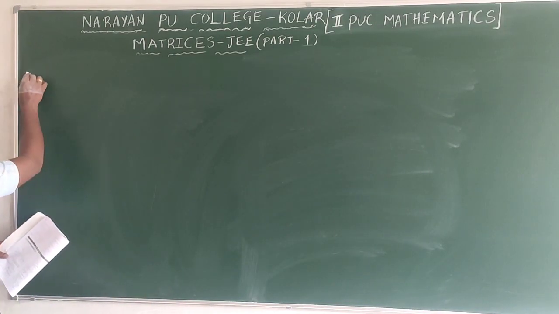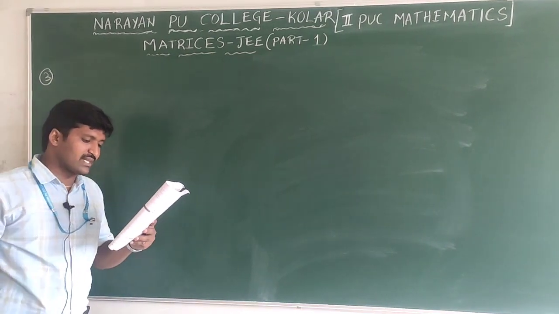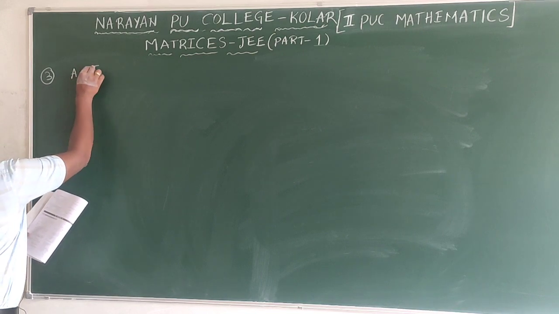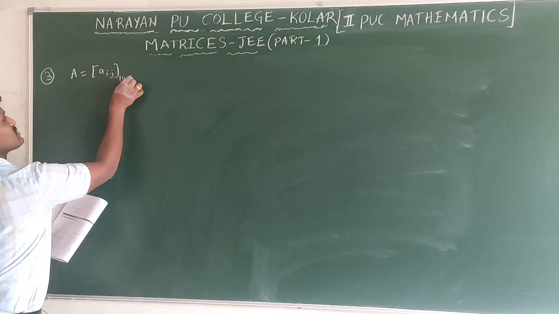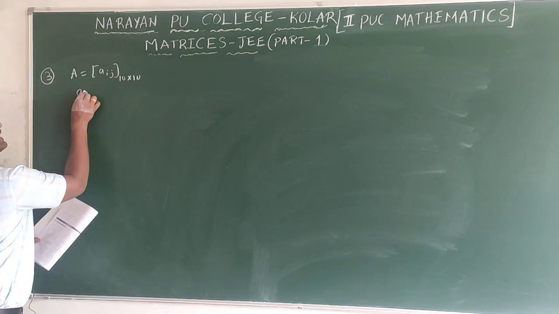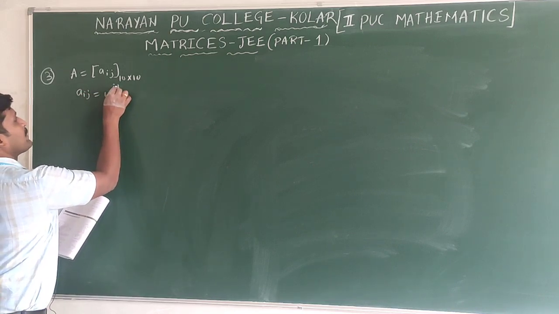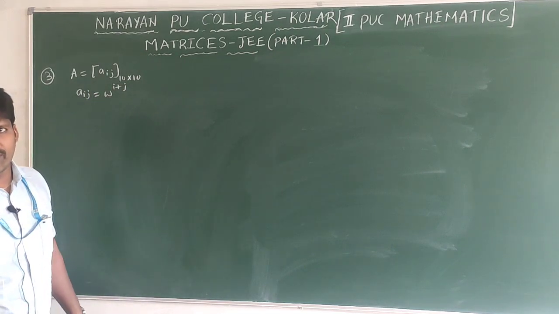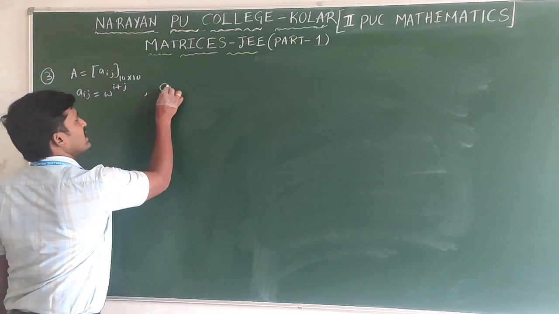Next, the third one. Elements of matrix A of order 10 by 10 are defined as follows. A is a matrix of order 10 by 10, and the element is given clearly as omega power i plus j, where omega is the cube root of unity. We have this concept in the first chapter, complex numbers: cube roots of unity.